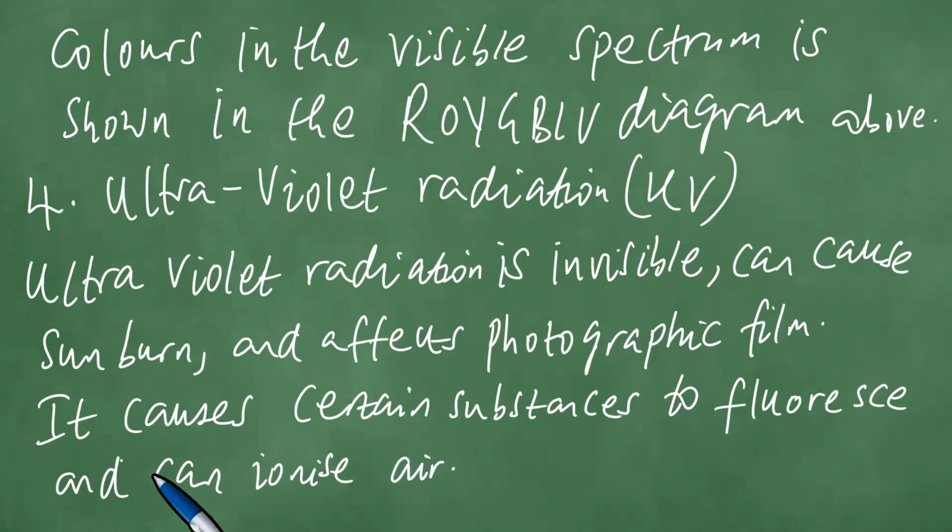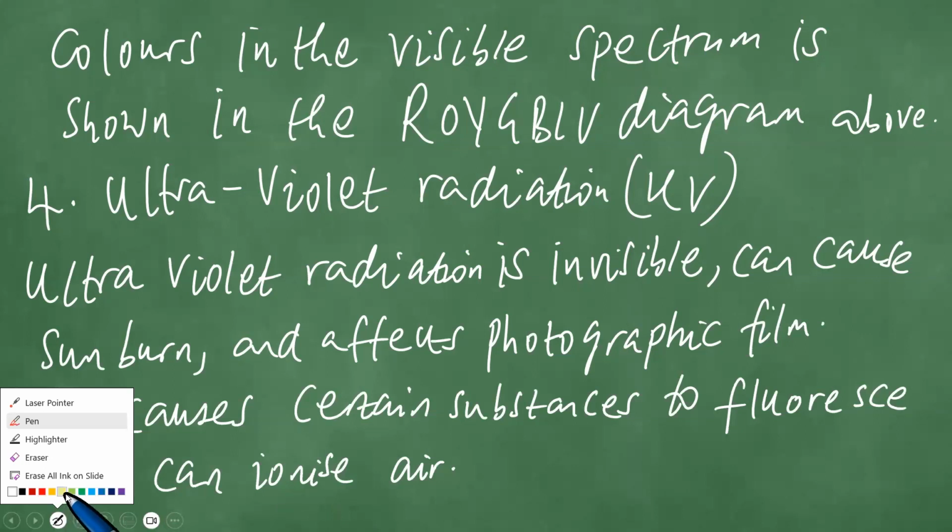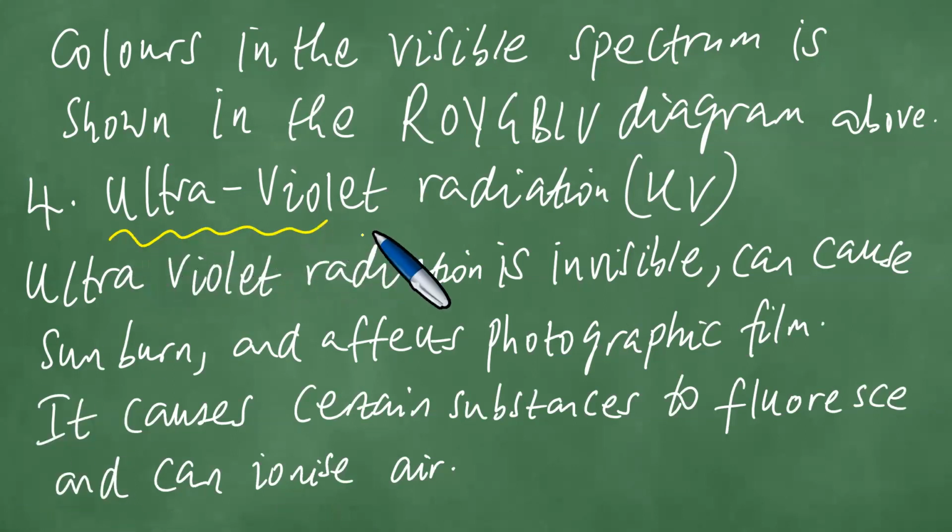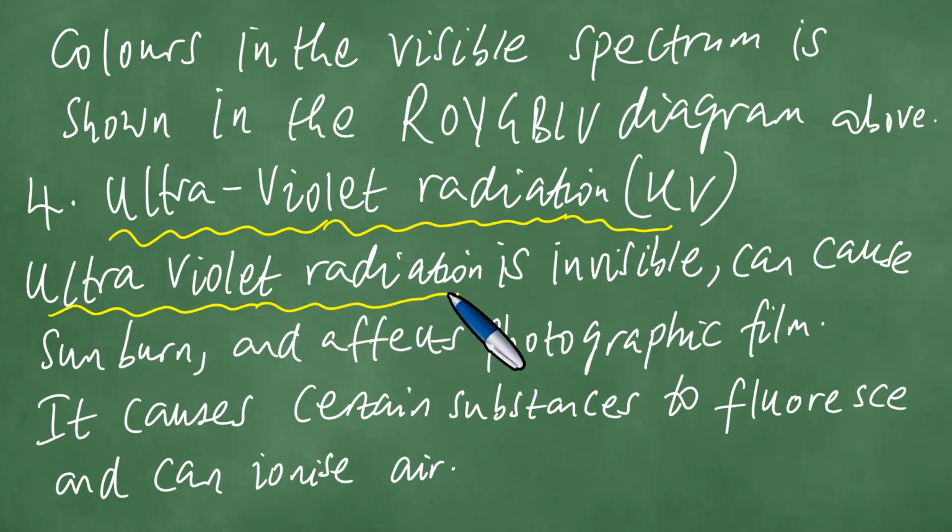Okay, we're speaking about, let's say a little bit more about the UV radiation. What is it? This ultraviolet radiation is invisible. You can't see it with the naked eye. It can cause sunburn and affects photographic film. It causes certain substances to fluoresce and can ionize air. Okay, so this is UV radiation.